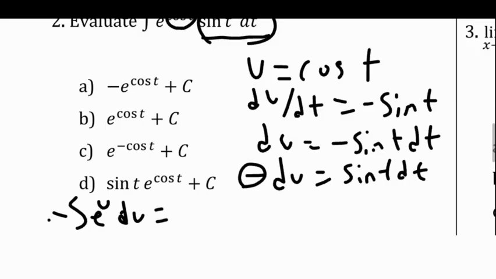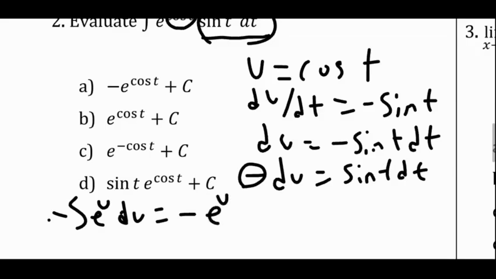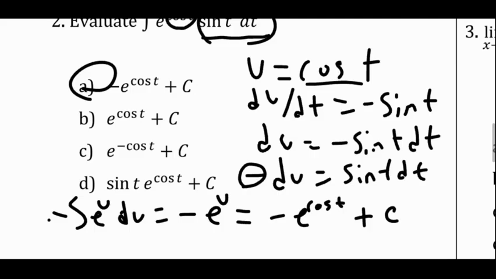Now if I evaluate this, I just treat it like a normal e to the x. It's just going to be negative e^u. And now I can plug back in the cosine t, and I'll get negative e to the cosine t. And don't forget, it's an indefinite integral, so you want a plus c. So that should be answer choice A here.